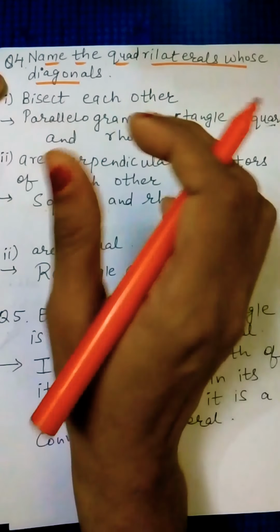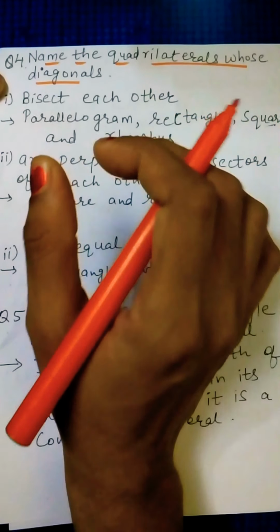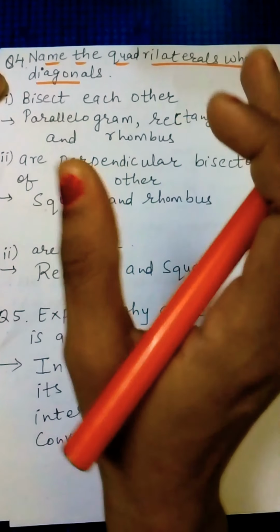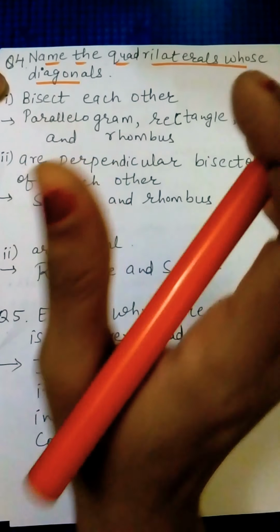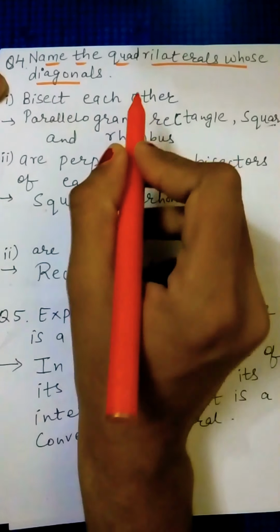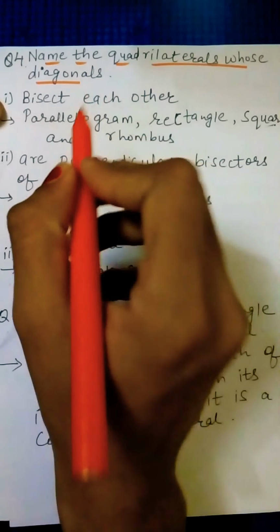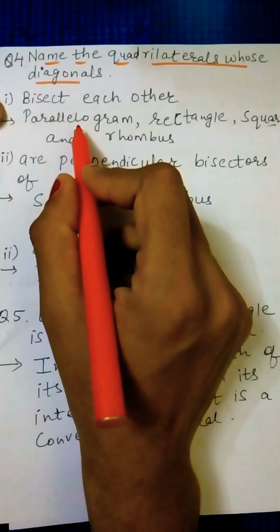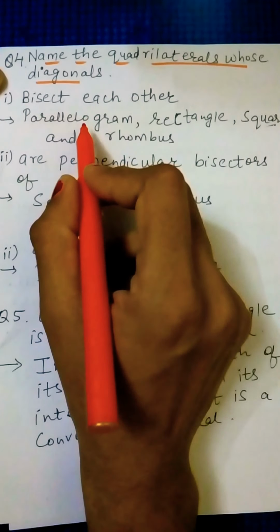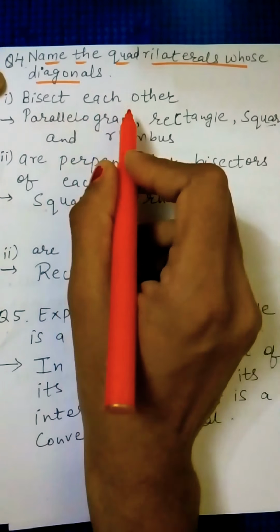So we have seen various types of quadrilaterals and also we have seen the properties of quadrilaterals. So out of all those quadrilaterals, which quadrilateral diagonals bisect each other, that we have to see. So in parallelogram, diagonals bisect each other. We have seen the property of parallelogram. So in parallelogram, diagonals bisect each other.